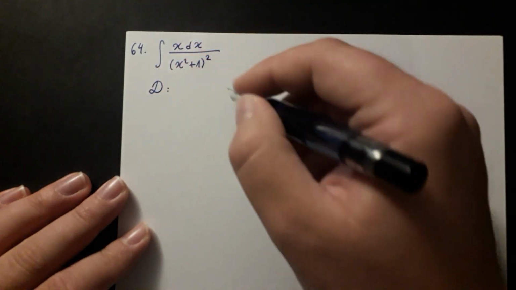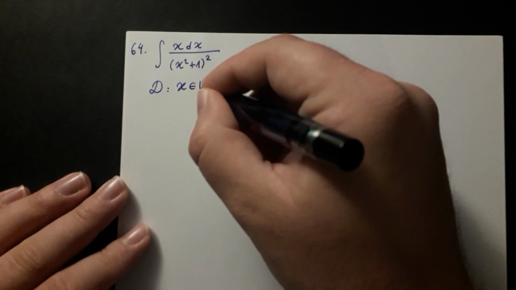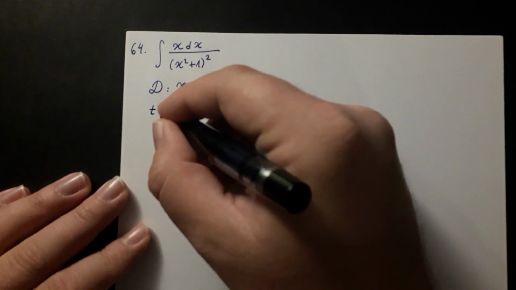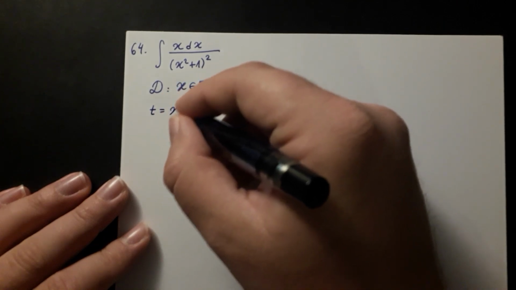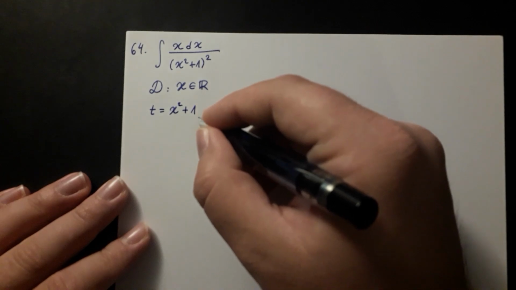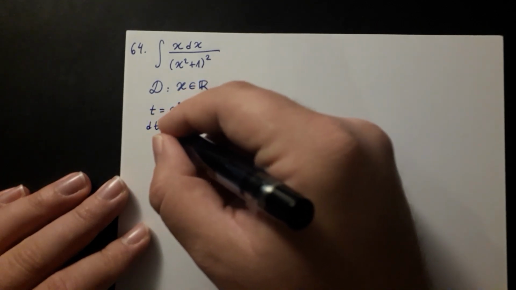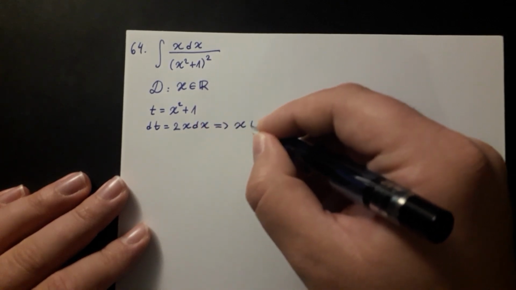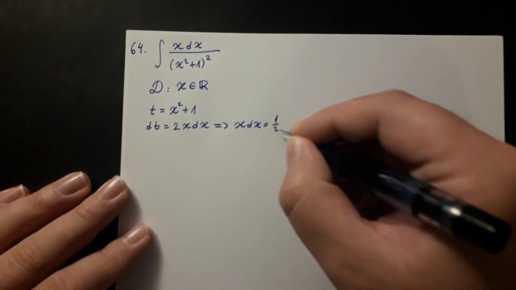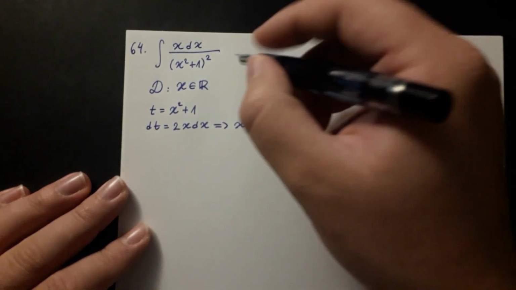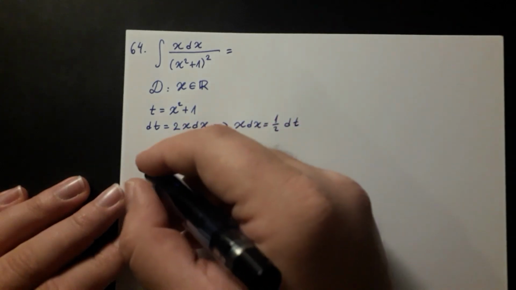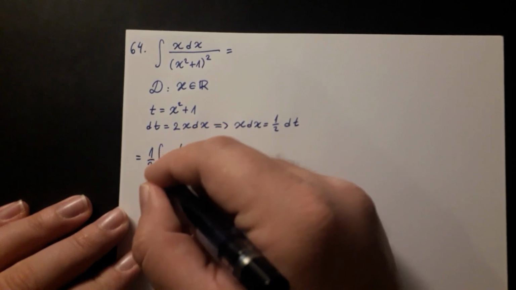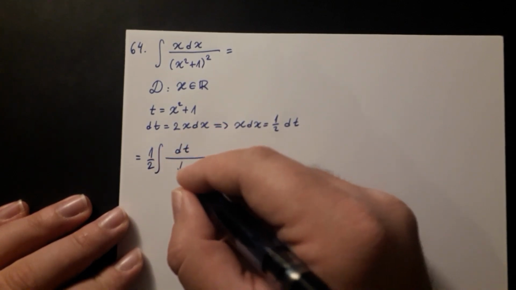The area in which this integral is defined is for all x's which are real numbers, and we can solve this integral by introducing the substitution that t is equal to x squared plus 1. The differential of t is then equal to 2x dx, which means that x dx is equal to 1/2 of the differential of t. Our beginning integral becomes an integral of dt 1/2 divided by t squared.